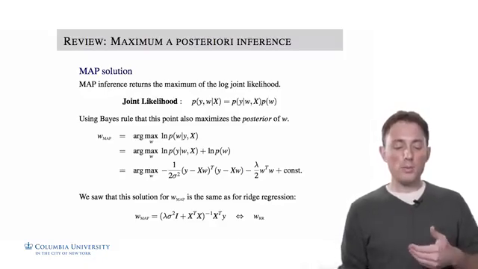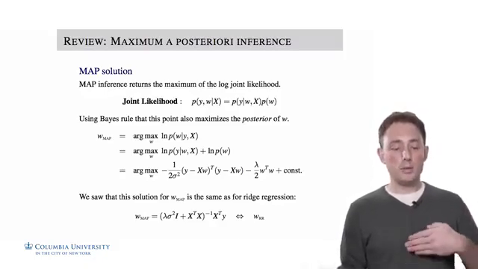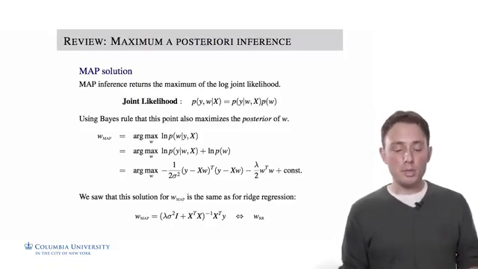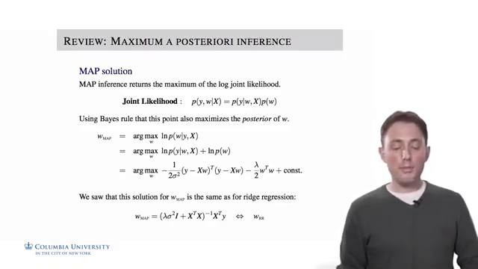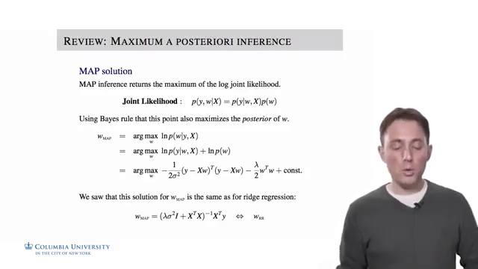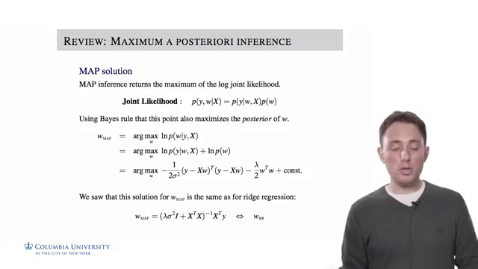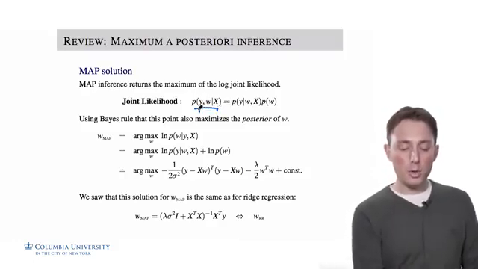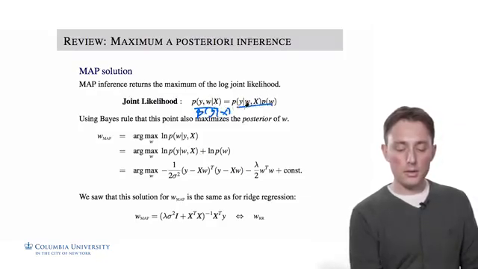So again, we saw last time that instead of finding the full posterior, we could find the MAP solution, where we return the maximum of the posterior distribution of w, or equivalently the maximum of the joint likelihood of w, because we saw that the normalizing constant here did not actually impact the location of the solution.